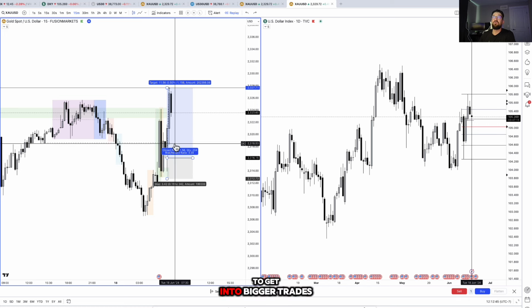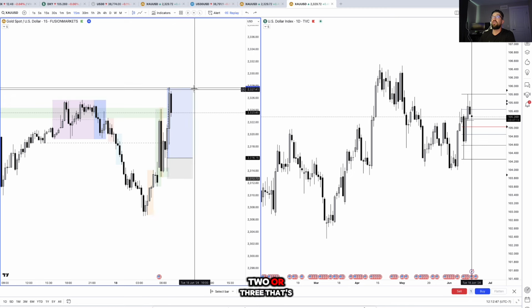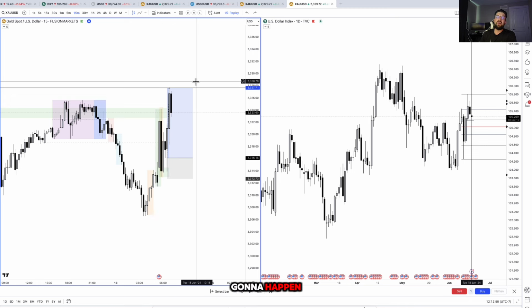And if you want to get into bigger trades that you want to hold for a day, 2, or 3, that's going to happen when your fundamentals and technicals align and when DXY is heading inversely all at the same time. Those are the trades you can hold.